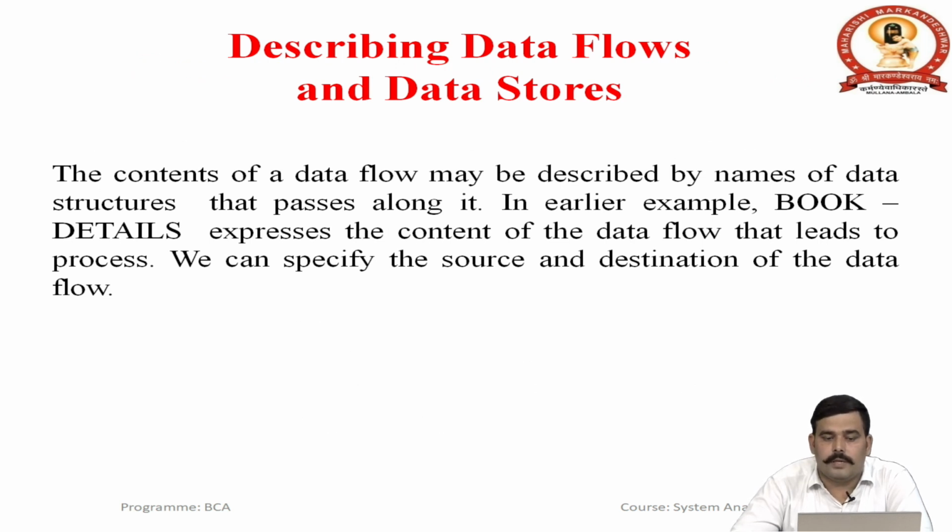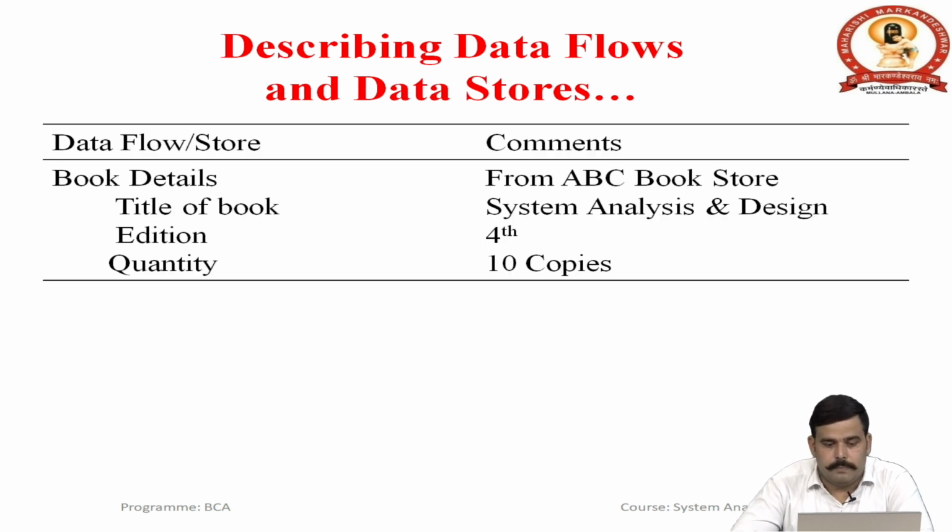Describing the data flows and data stores. The contents of the data flow may be described by the name of the data structure that passes along it. In the earlier example, book details expressed the content of the data flow that leads to the process. We can specify the source and destination of the data flow, like what we have with the data flow and store, which is the data structure in motion or at rest.